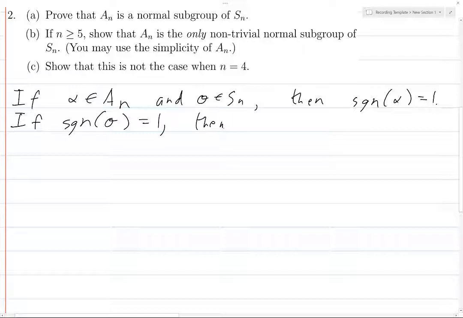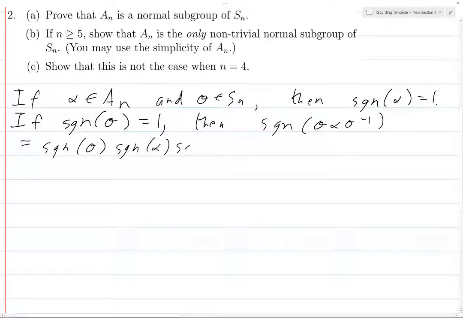The sign of sigma alpha sigma inverse equals sign sigma, sign alpha, sign sigma inverse, and we can pull it out because sign is a homomorphism. So this is 1 times 1 times 1 inverse, which is equal to 1. So in this case, sigma alpha sigma inverse is in A_n.